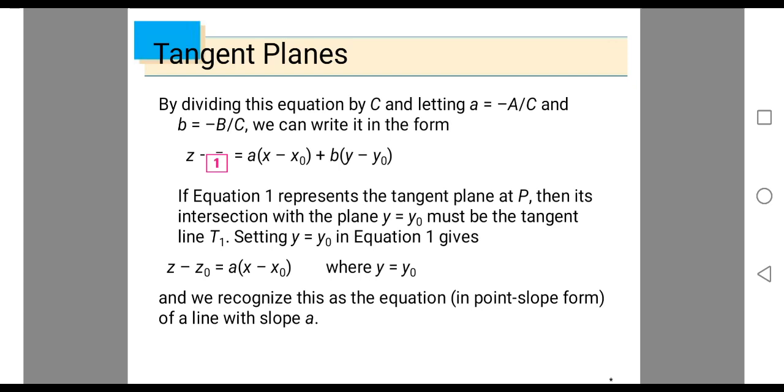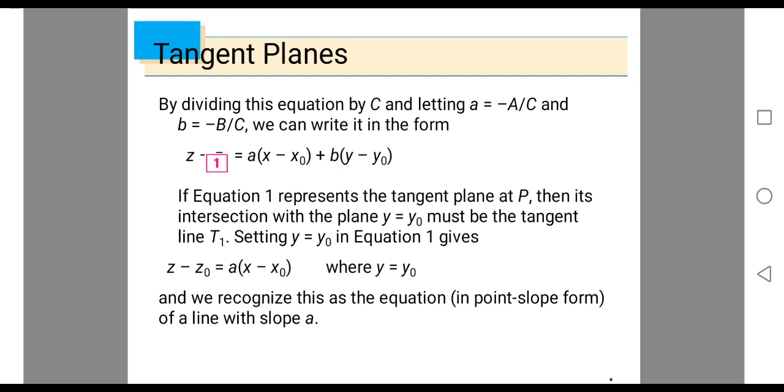Now similarly, putting x equal to x naught, the x coordinate, in equation 1, what do we get? We get our T2, the tangent line 2 in the plane, the tangent plane having T1 and T2. We find T2 by making x equal to x naught, so the equation is z minus z naught equal to b into y minus y naught. This is the y coordinate.